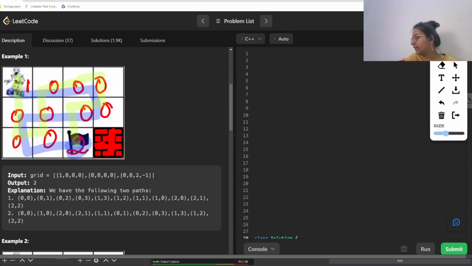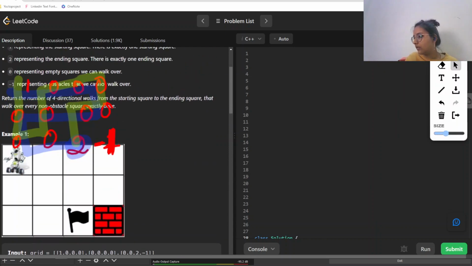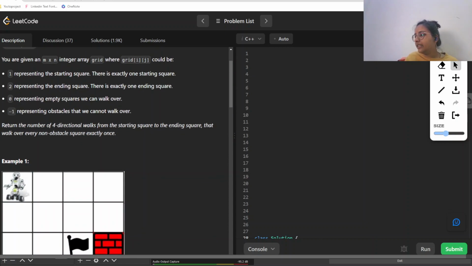See, in this question it is written: return the number of four directional walks from the starting point to the ending point that walk over every non-obstacle square exactly once. So basically, they require that all the non-obstacle blocks being given to us are walked over only once, and while walking only once, it is required to cover all the obstacle-free paths. So that's why we are required to return those paths which cover all the points.